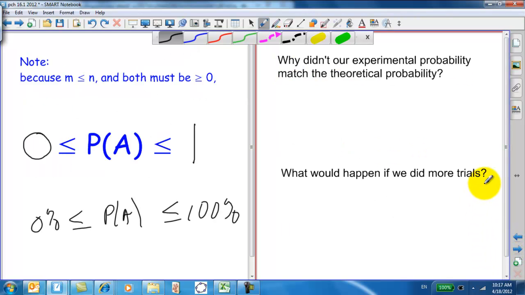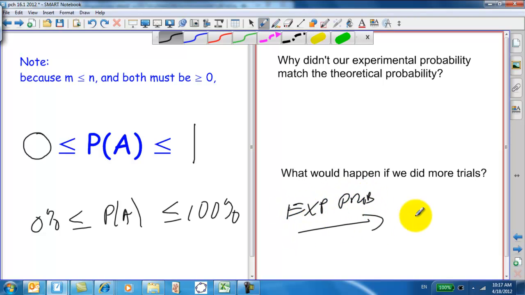Why didn't our experimental probability match the theoretical probability? It's not supposed to. What would happen if we did more trials? The experimental probability would approach the theoretical probability, kind of like a limit. It's going to get closer and closer to that as you do more and more trials.